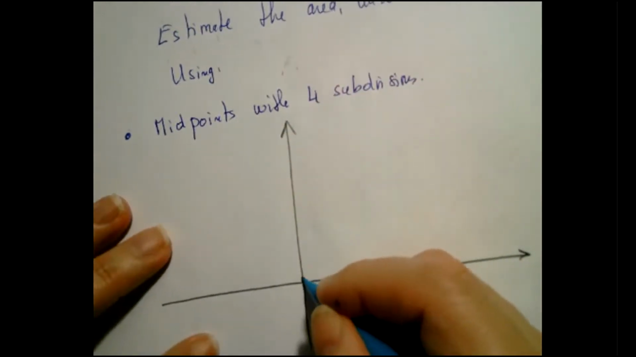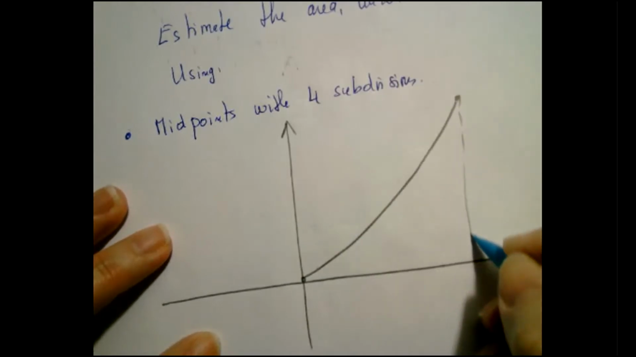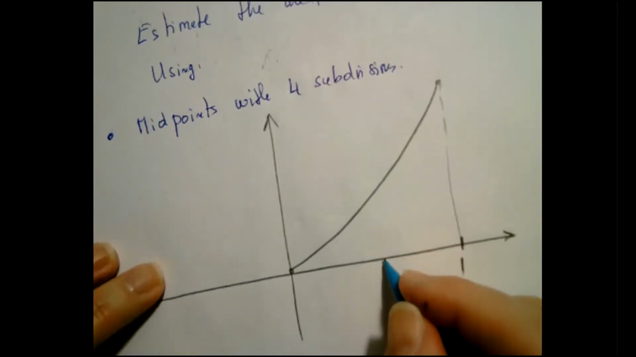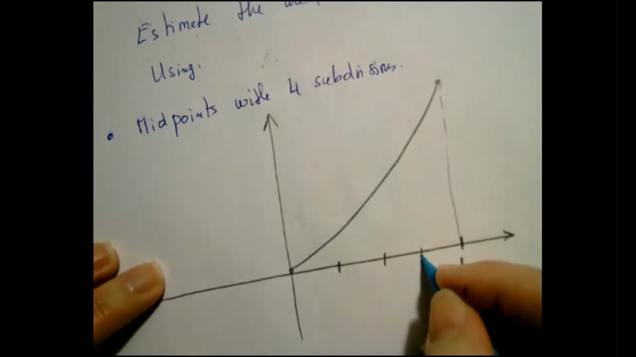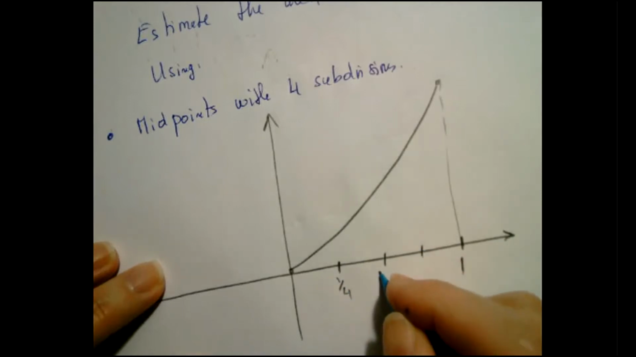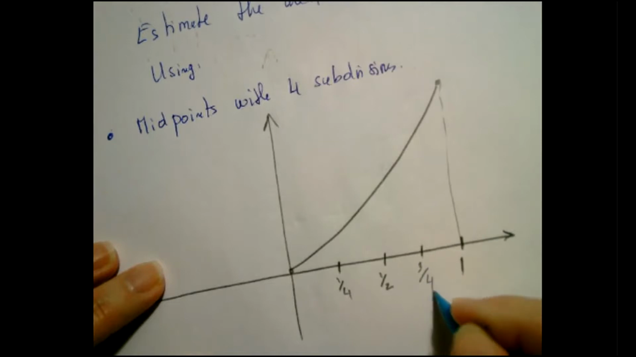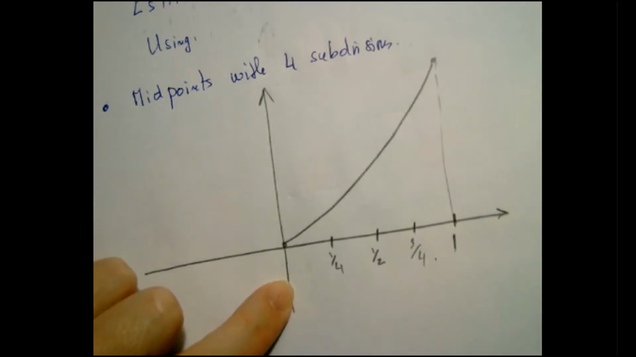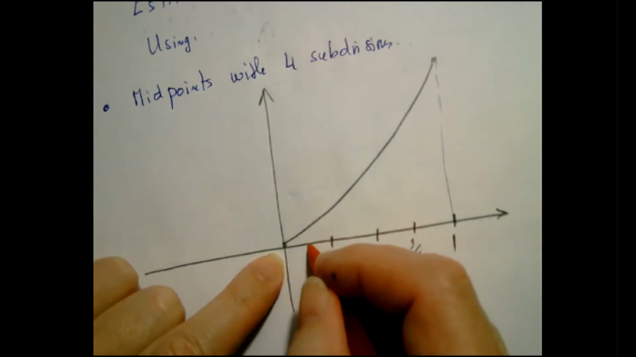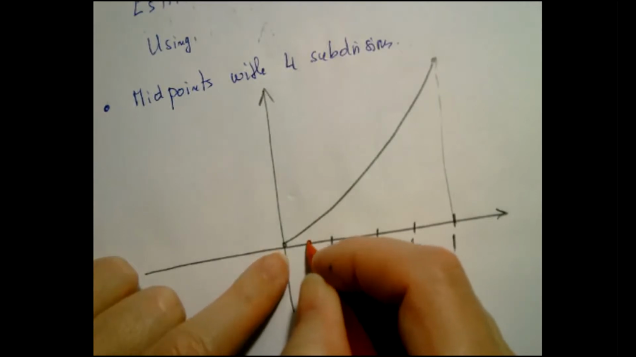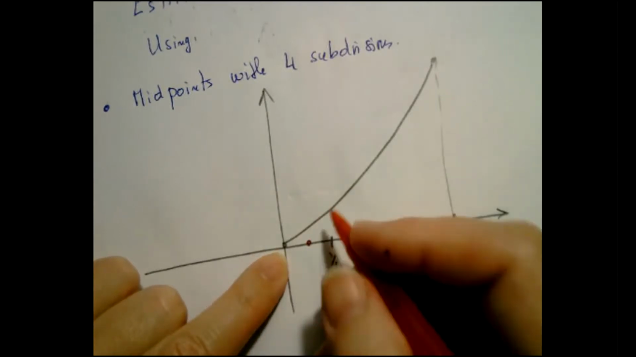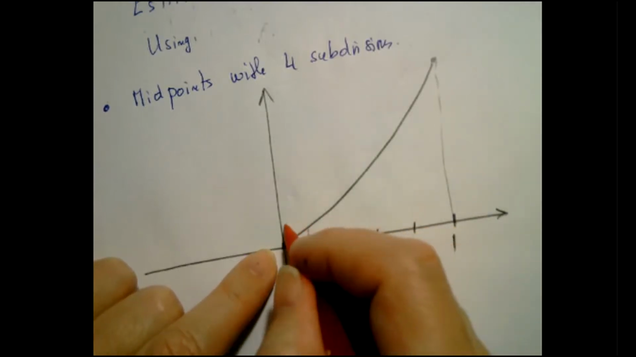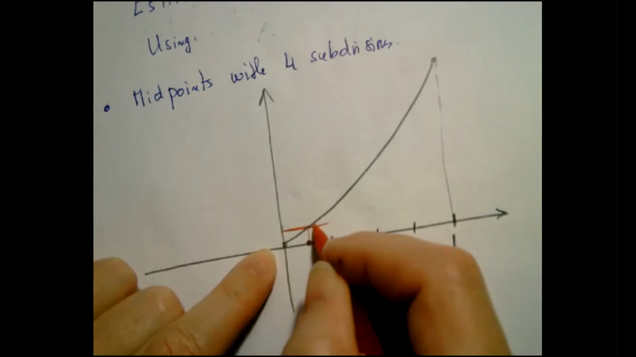Again, my same function. That's my function. Again, I'm going to divide it into 4 equal subintervals. But now midpoint means, listen very carefully. I'm taking for height the value of the function halfway into the interval. That means I take the interval 0, 1/4, and I take the value of the function here as a height. And the width, I do not change it at all.